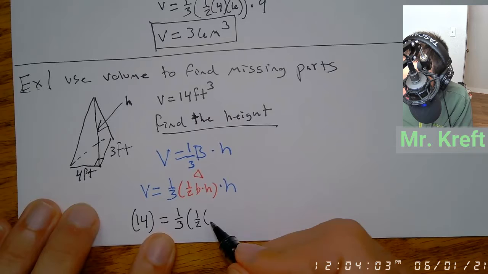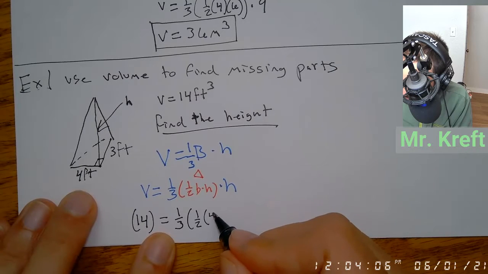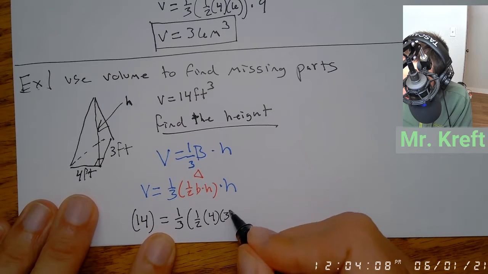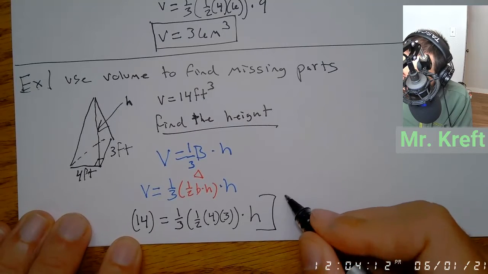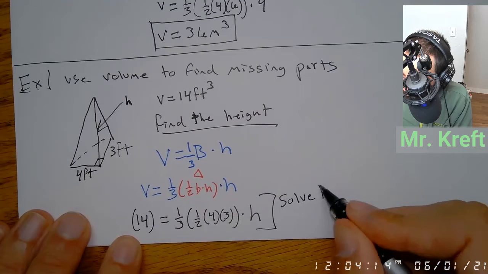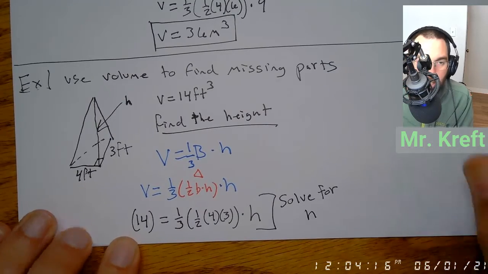I know the base and the height of the triangle. So I have 4 and 3. And I don't know the height. So what we're going to do here is solve for h.